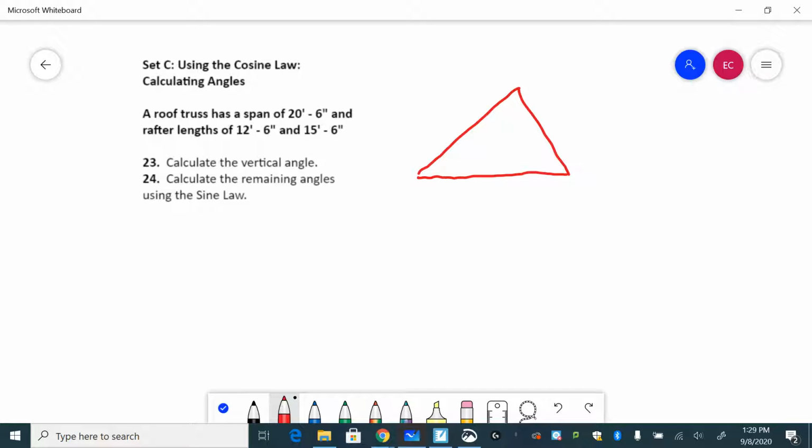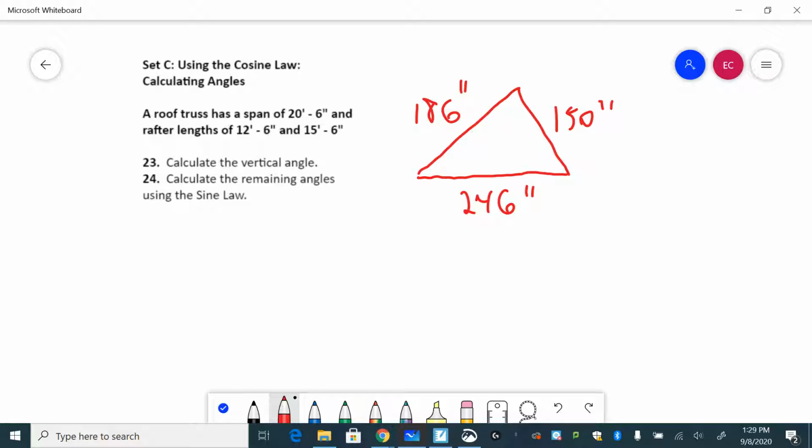So 12 feet and 6 inches, 12 times 12 plus 6 is 150 inches. So I'm going to make my shorter rafter length 150 inches. You've got 15 feet, so 15 times 12 plus 6, that's 186. So that's my longer rafter length. And then your span, the bottom, 20 times 12 plus 6 is 246 inches. Okay, so you have no angles.